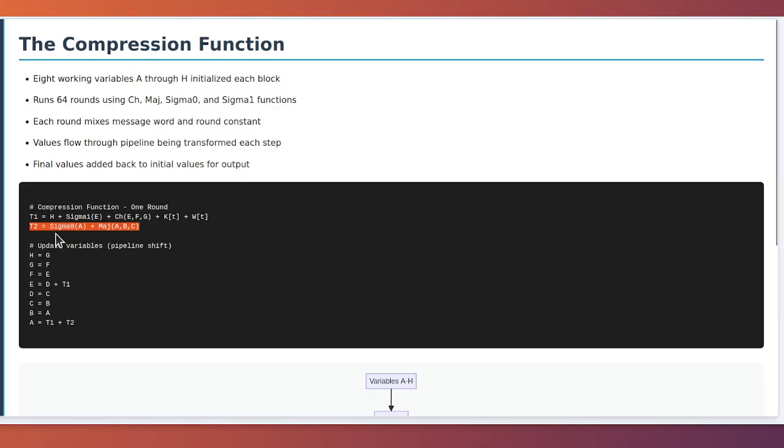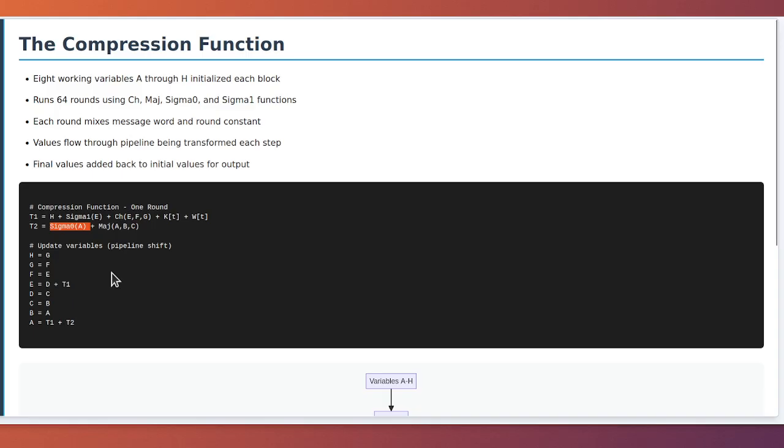The sigma functions are different from the sigma functions we used in the message schedule. These operate on the working variables using different rotation amounts. Sigma 1 of x uses rotations of 6, 11, and 25 bits. Sigma 0 of x uses rotations of 2, 13, and 22 bits.